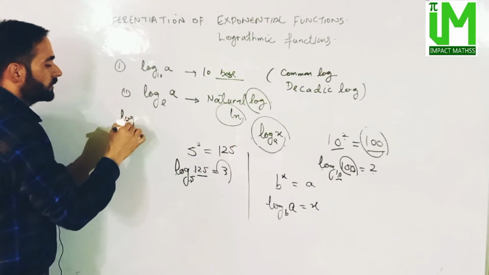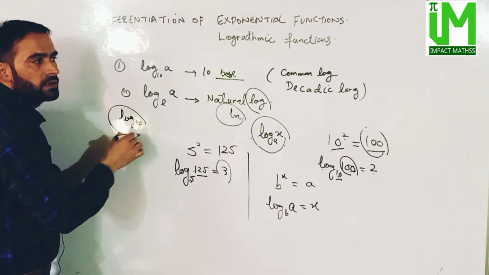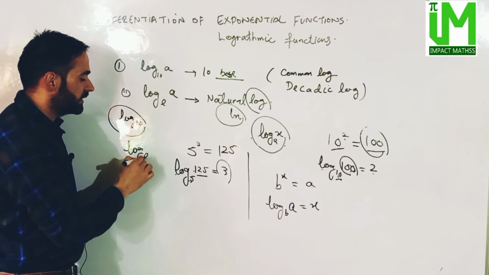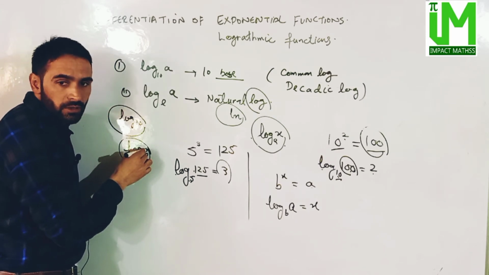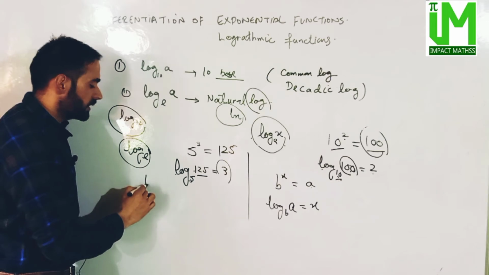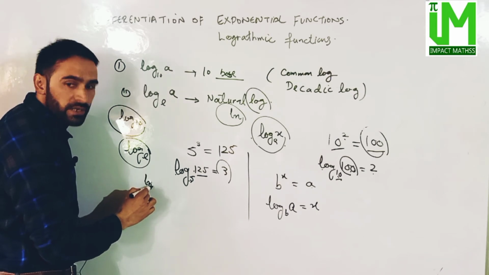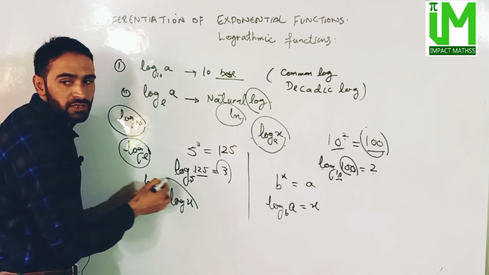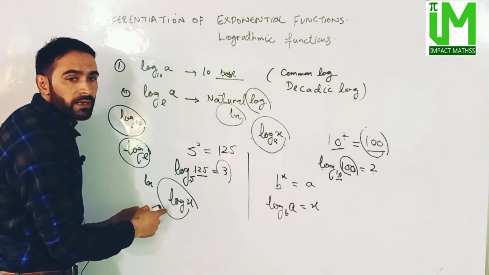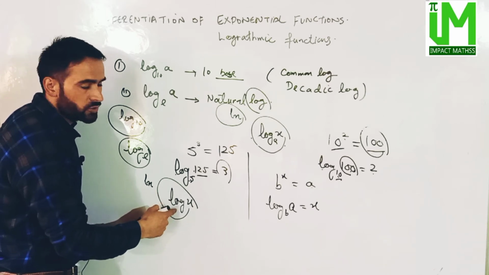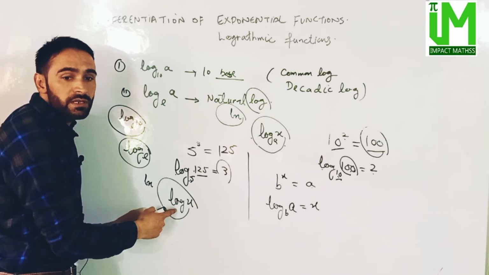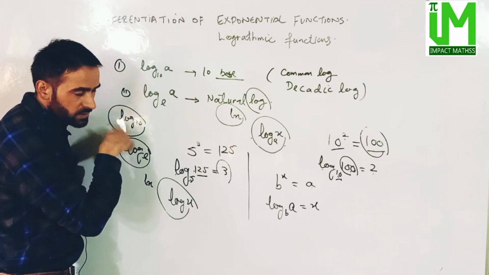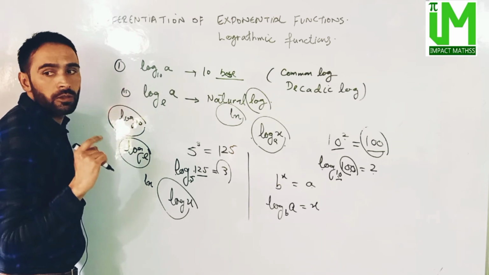So we have log to the base 10, which is called the common log, and if we take log to the base e, that is called the natural log, which we denote by ln. But here we take log of x as the natural log, understood with base e. So this is the difference between the natural log and log.